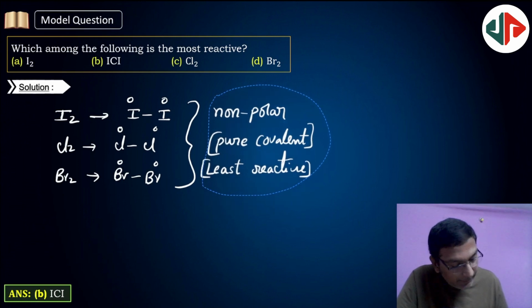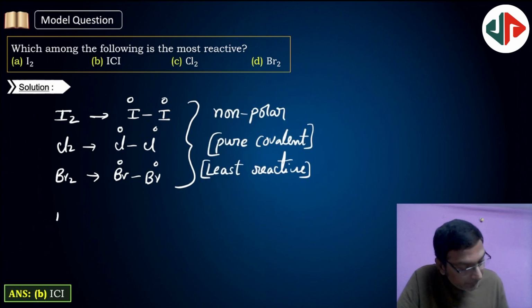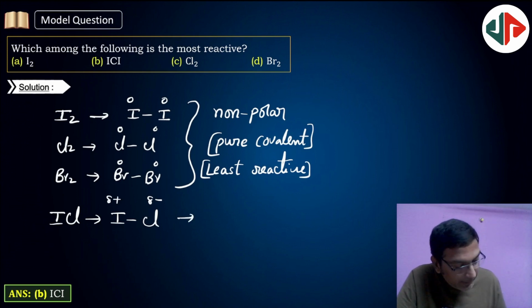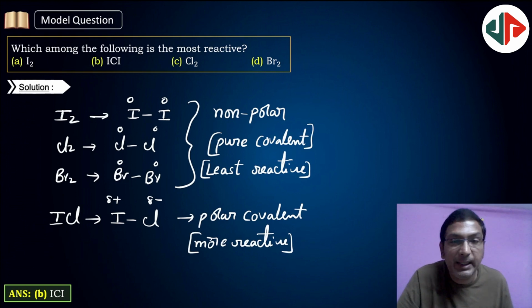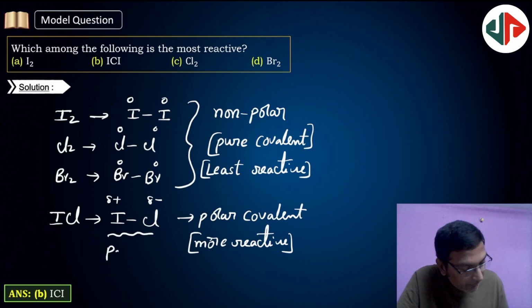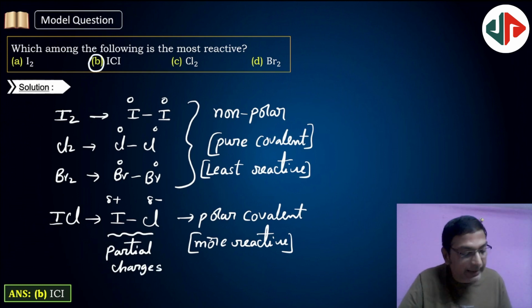Next, about ICl. ICl is polar. So delta minus and delta plus. This is polar covalent. Therefore, more reactive. So, polar compounds are more reactive when compared to non-polar compounds due to the presence of charges, partial charges. Therefore, B, ICl.